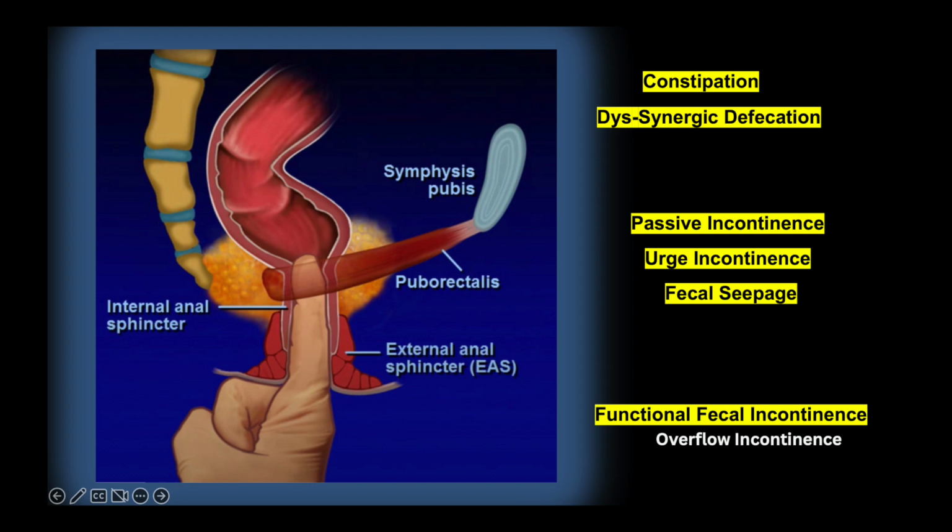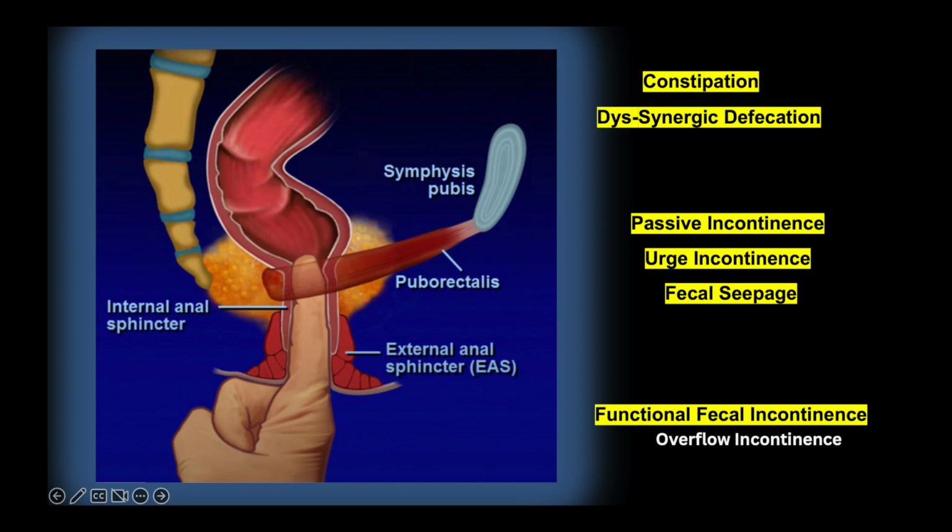Defecatory dysfunction can present as constipation, which, if not anatomically explainable, may be because of an uninhibited sympathetic response. Dyssynergia occurs when the rectum contracts but the sphincters fail to relax at that very moment. It is because the nerves are not able to talk to each other properly. Passive incontinence, where there is no urge, means the internal anal sphincter, which is under autonomic control, has gone wrong.